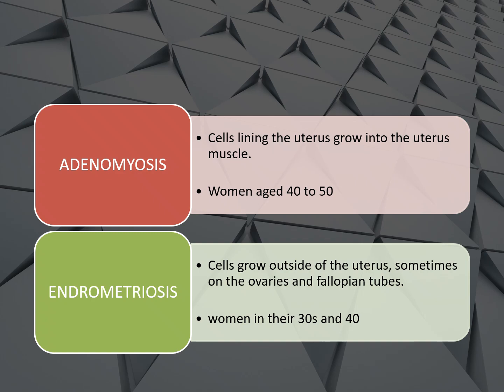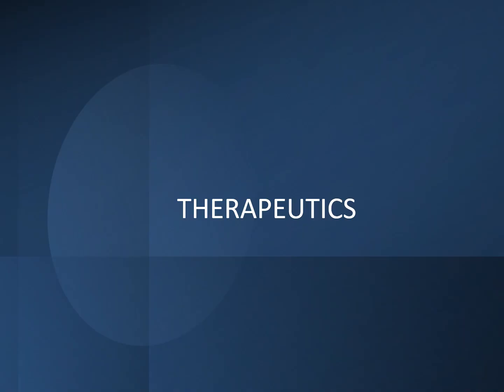Endometriosis means the endometrial tissue grows outside the uterus, commonly affecting the ovaries, fallopian tubes, and pelvic cavity. More commonly in women in their 30s and 40s, infertility and pelvic adhesions are frequent complications. So adenomyosis means cells growing inside the muscle, while endometriosis means cells growing outside the muscle, though both are diseases of the endometrium. Now let us discuss the important homeopathic remedies used in adenomyosis.